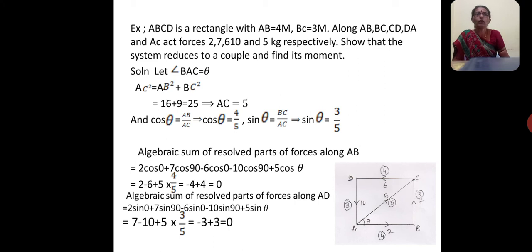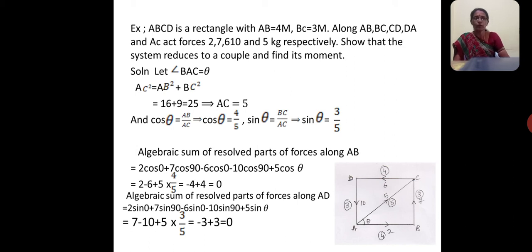Now solving one more example on resultant of coplanar couple. The example: ABCD is a rectangle with AB equal to 4 meters, BC equal to 3 meters. Along AB, BC, CD, DA and AC act forces 2, 7, 6, 10 and 5 kg respectively. Show that the system reduces to a couple and find its moment.